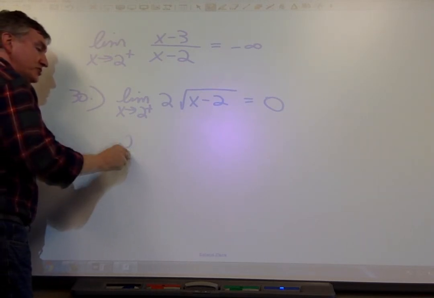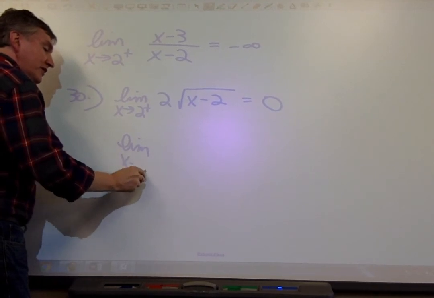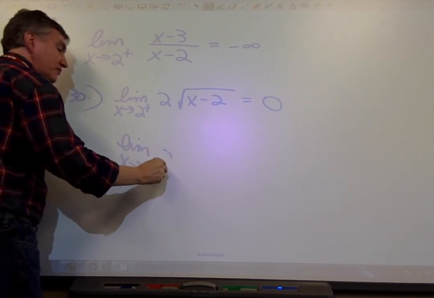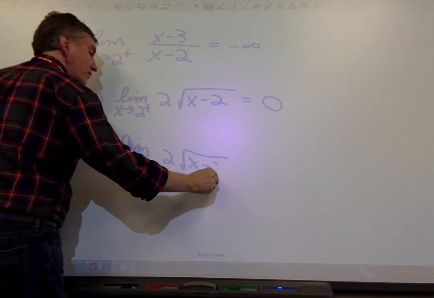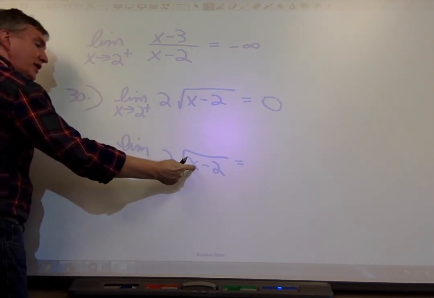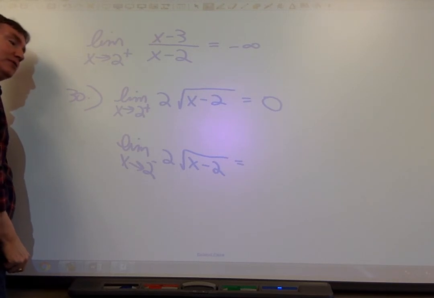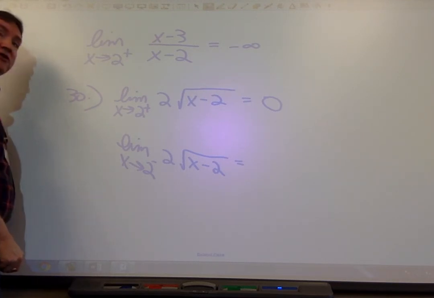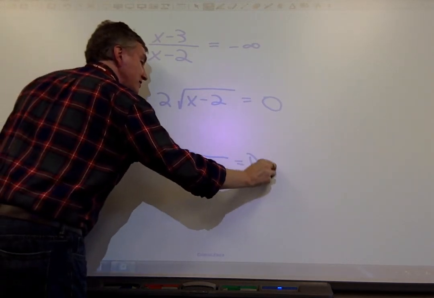But think about this. What if I change the question? And I said the limit as x approaches 2 from the left. What if I tried to put 1.999 into there to get close to 2? What happens? It's imaginary. I can't do that.